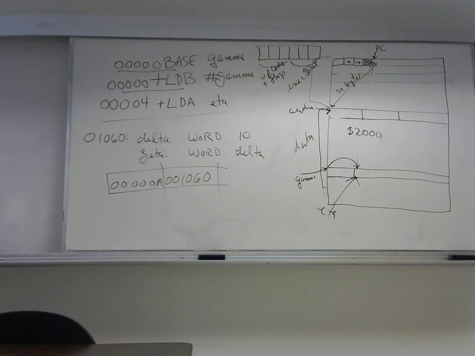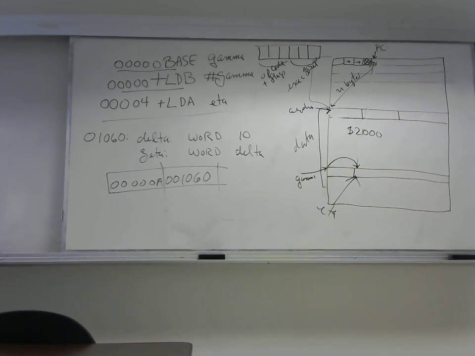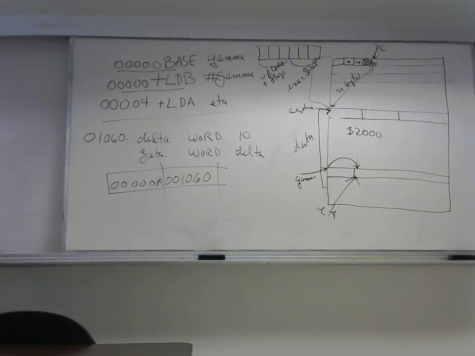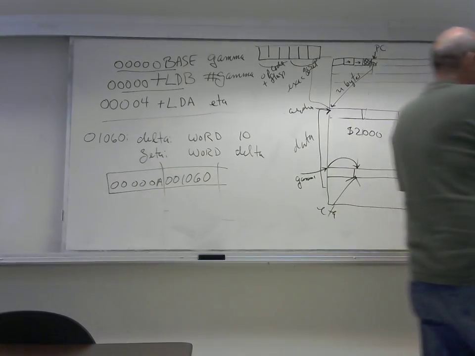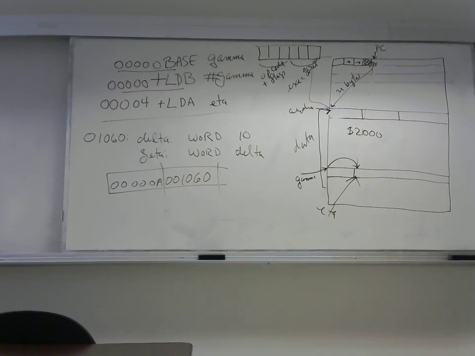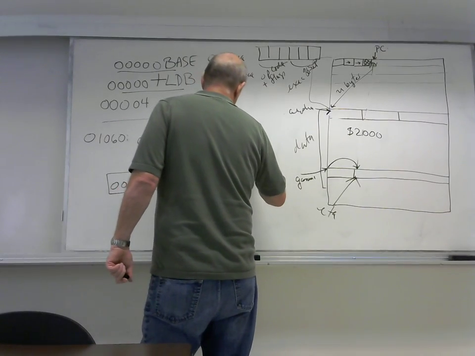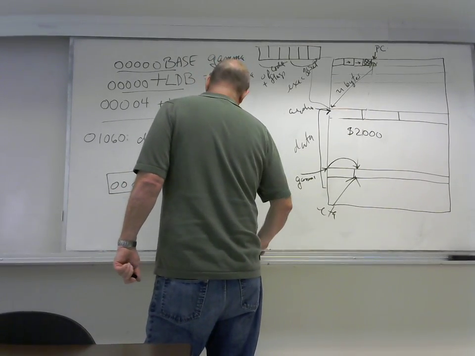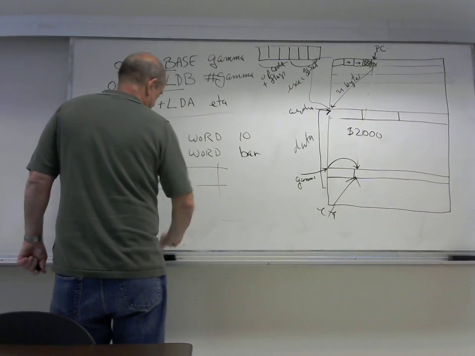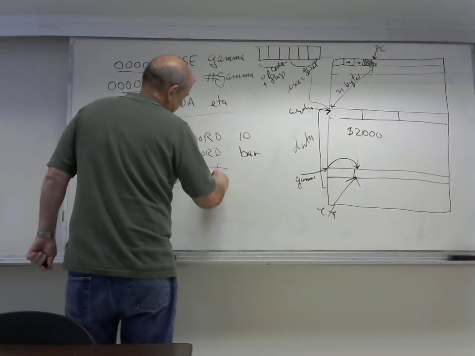Yes. So if you said EQU delta 10, then that would work? You could say delta EQU 10, and then it would be 10. Yes. Why? Because over here, instead of 01060, you'd have 10. Similarly, if I said zeta word bar, which we have in our symbol table, you get that.